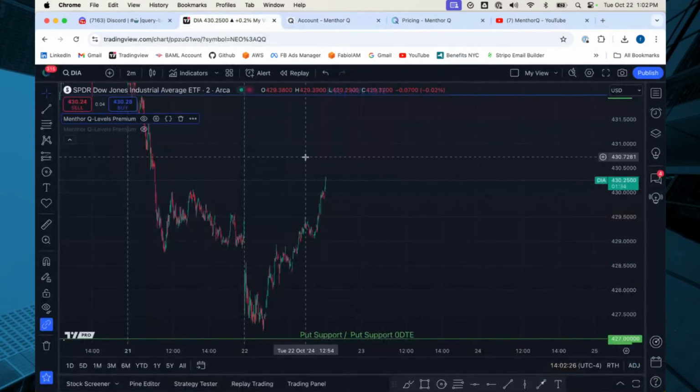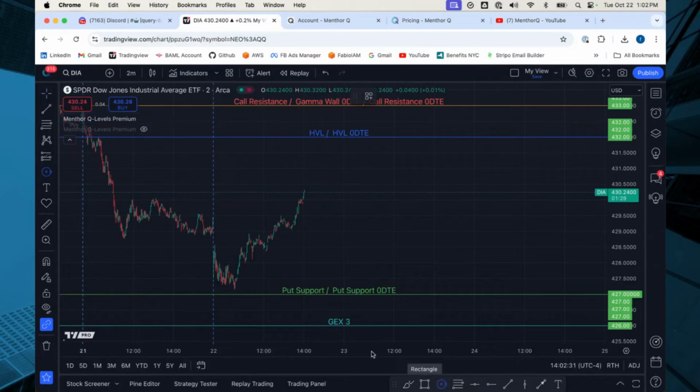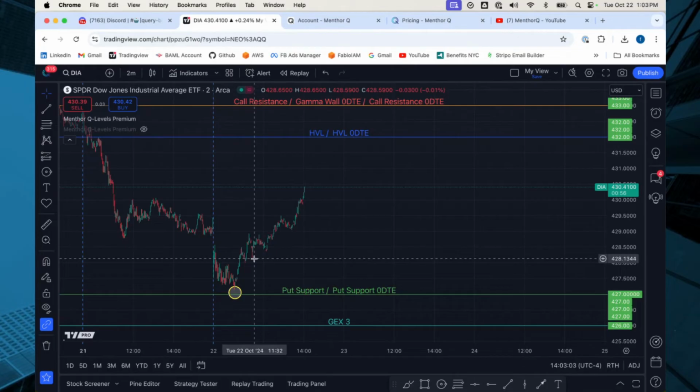So we start with DIA. These are the levels from today. As you can see, price opened lower, went almost all the way to the put support level, and then rebounded to the upside. As we always say, always think about these levels in zones, because the market doesn't react to the exact tick level. Here we were a few cents away from the put support, and the price jumped all the way up after that.